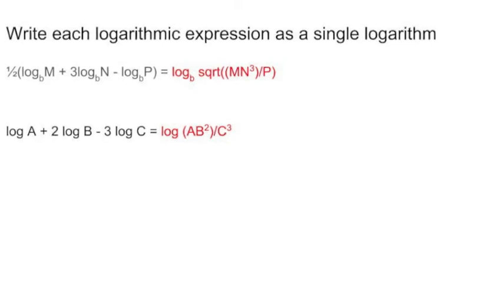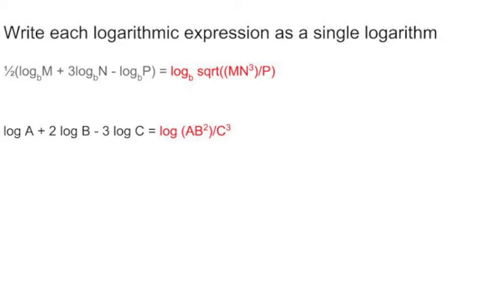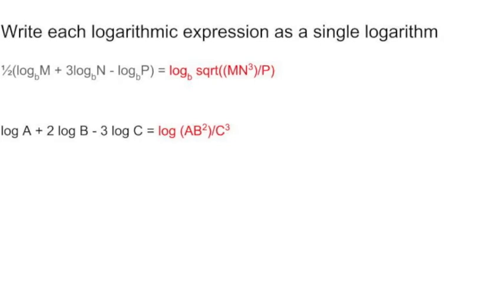And this bottom one. We have log a plus 2 log b minus 3 log c. To write that as a single logarithmic expression, we can again use our power property, and we'll have log a plus log b to the second power minus log c to the third power. We can use our product property and rewrite that as log of a times b to the second power. And then we still have minus log c to the third, so use the quotient property and divide, leaving us with log of a b to the second power divided by c to the third.